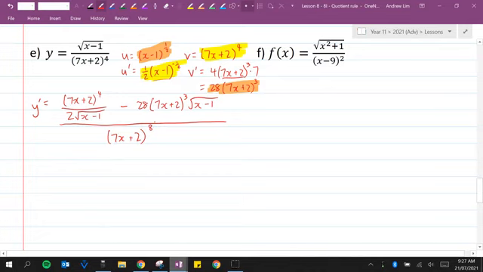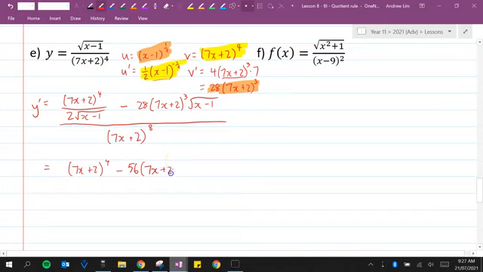Okay, so you might think, oh, this is starting to look a little bit ugly. Yep, but it's going to help us out. So in the numerator, we've got a fraction minus all of this. So what I'm going to do is I want to make them have a common denominator. So I'm going to multiply the right hand side by 2 lots of root x minus 1. So that leaves me with (7x plus 2) to the power of 4 minus 28 times 2 is 56.